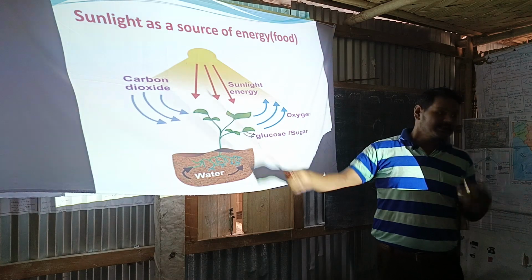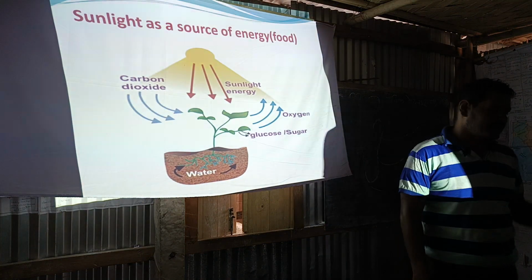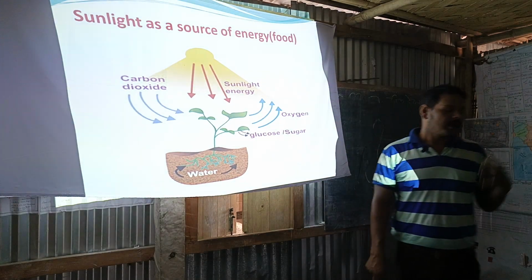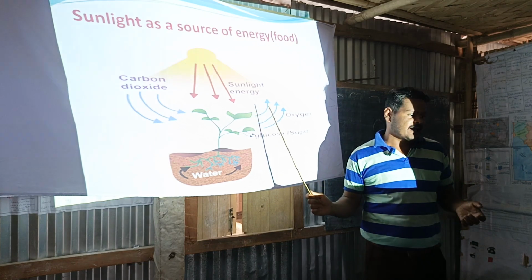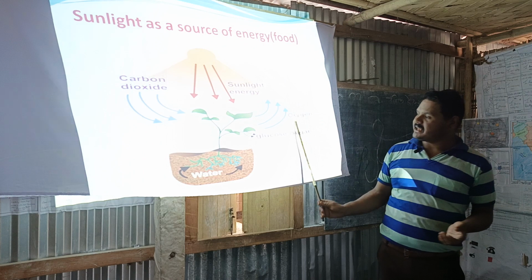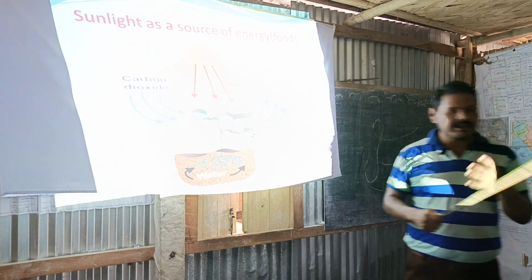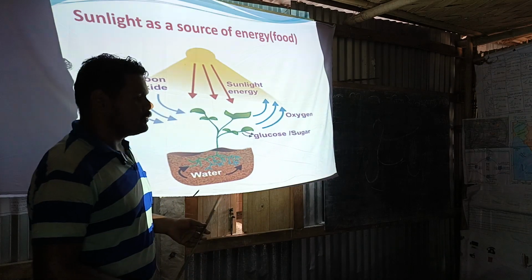And the plant, we release what? Carbon dioxide. And the plant takes carbon dioxide and releases oxygen. Look, with the help of this, plants are able to make their own food. Next.